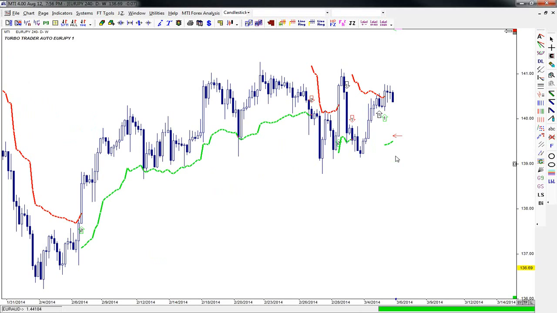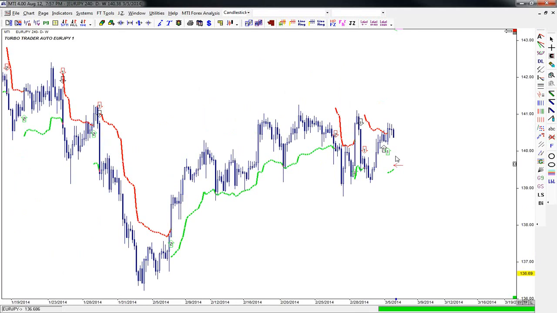We're going to get out when we have a red arrow appear. We're going to take our profit. We're going to reverse our position. Fair enough? Let's advance the market forward.